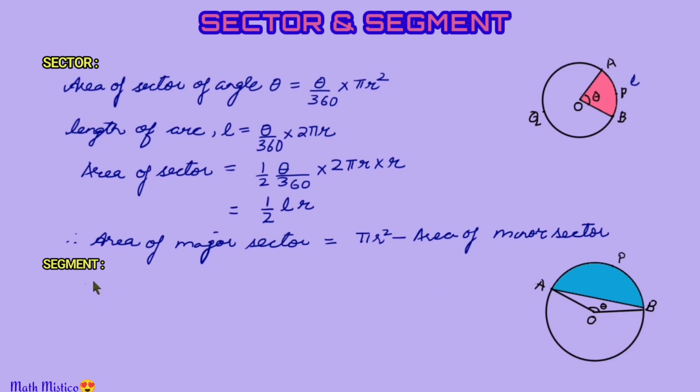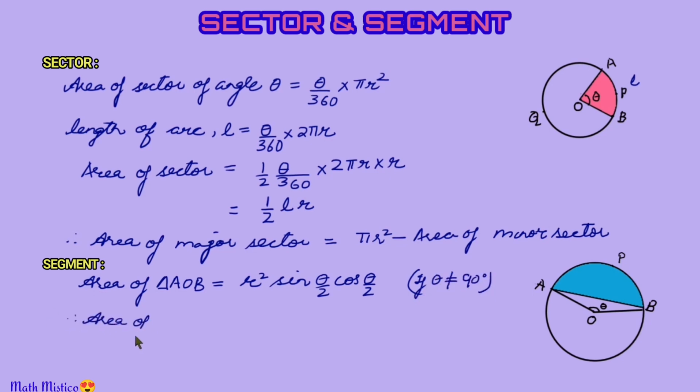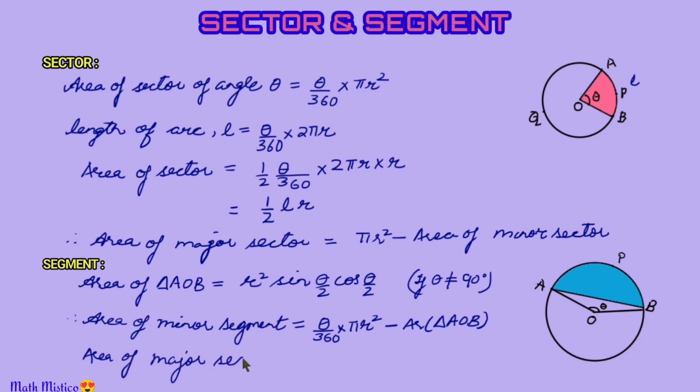If the angle theta is something different, then we have another formula for finding area, which is r square sine theta by 2 cos theta by 2. So area of minor segment is equal to area of minor sector minus area of triangle AOB. Now about the major segment. The area of major segment AQB can be easily found by subtracting the area of minor segment from the complete area of the circle.